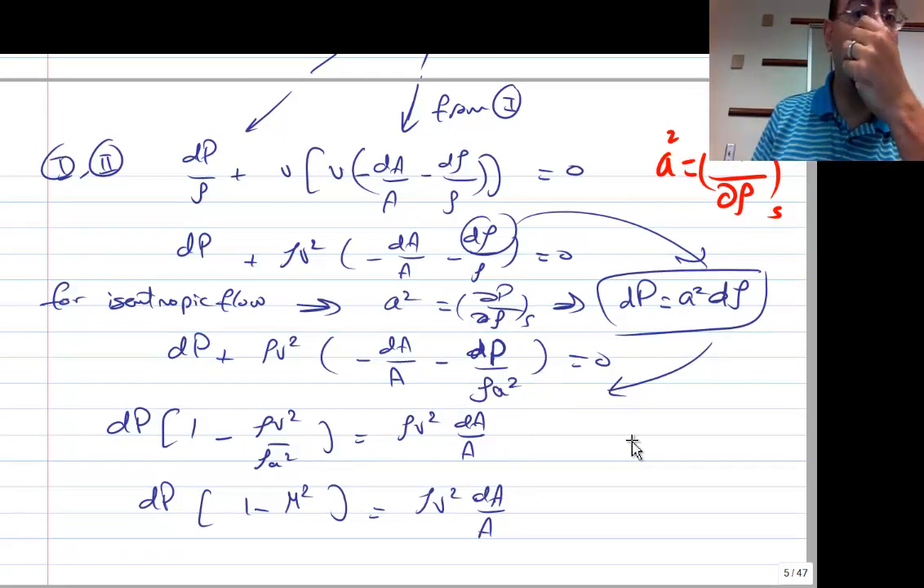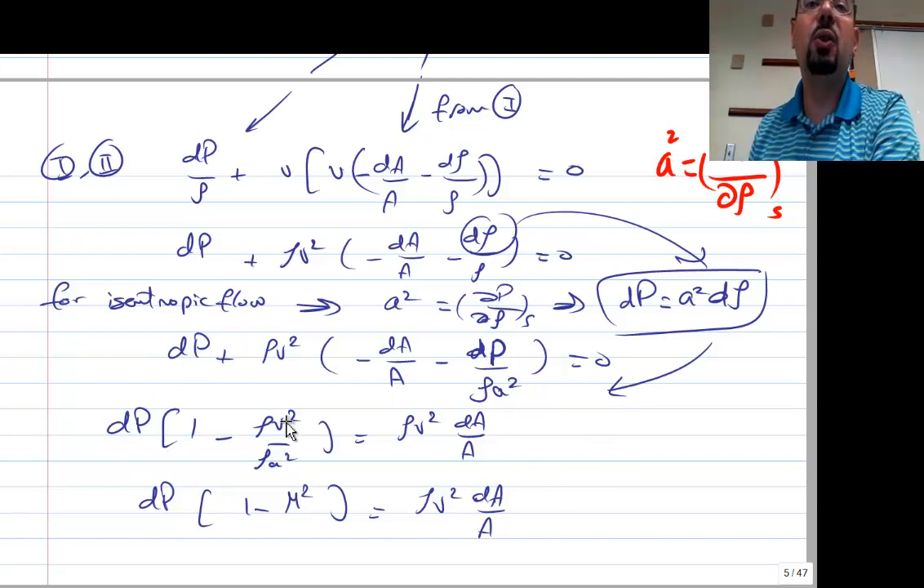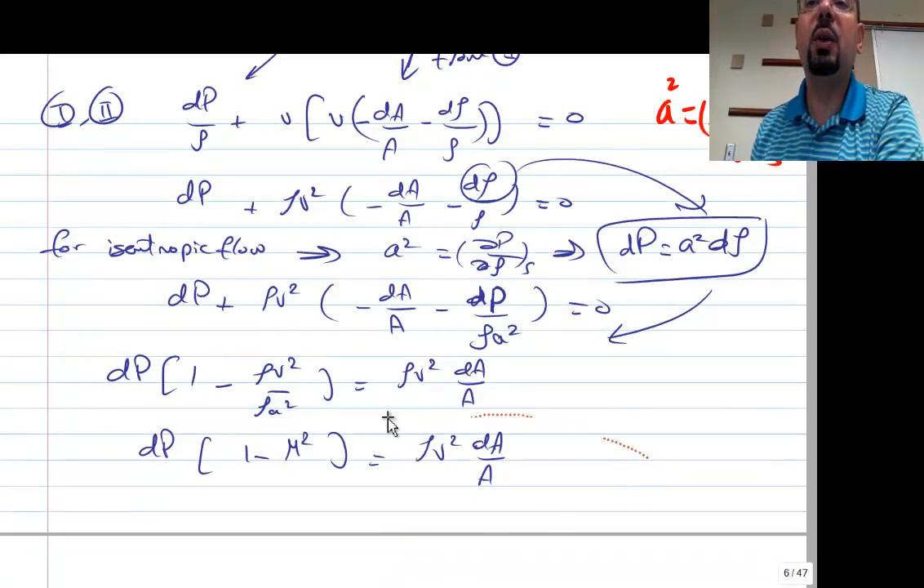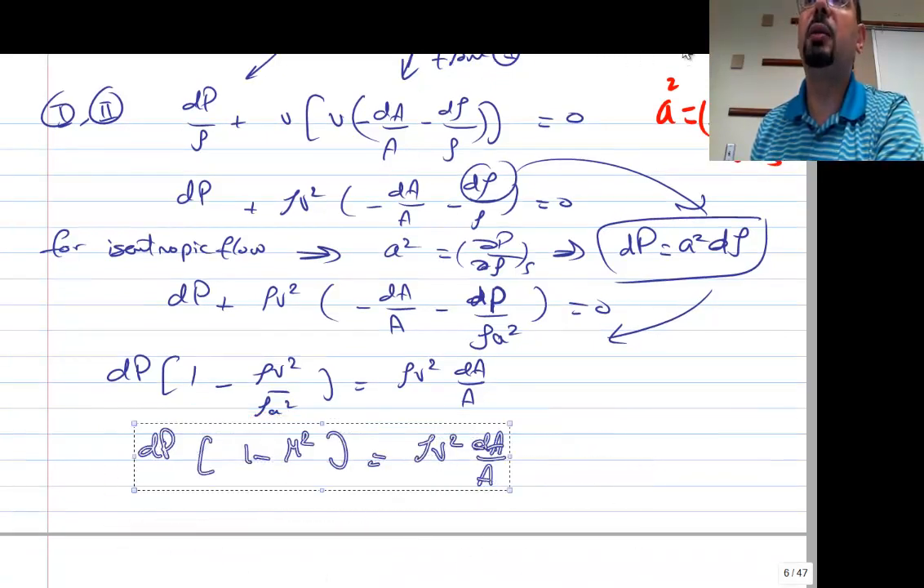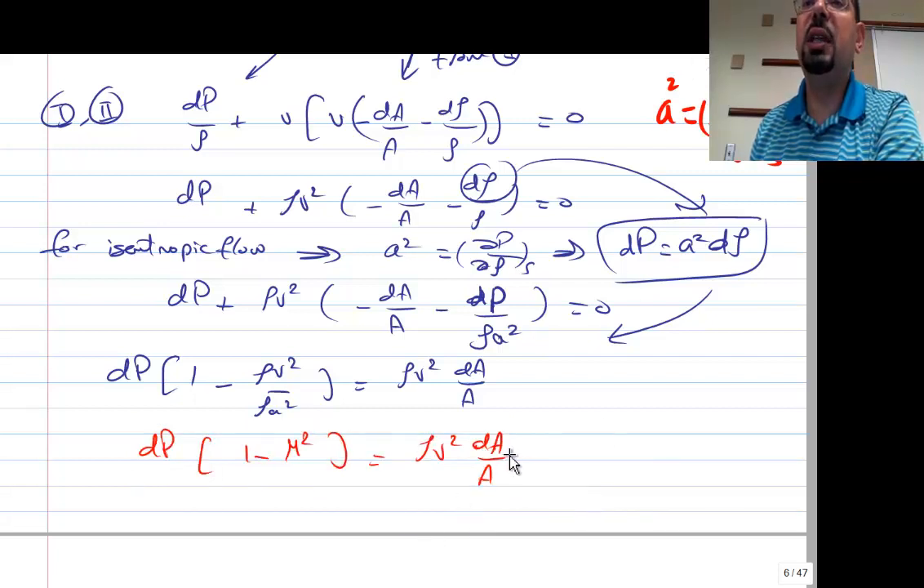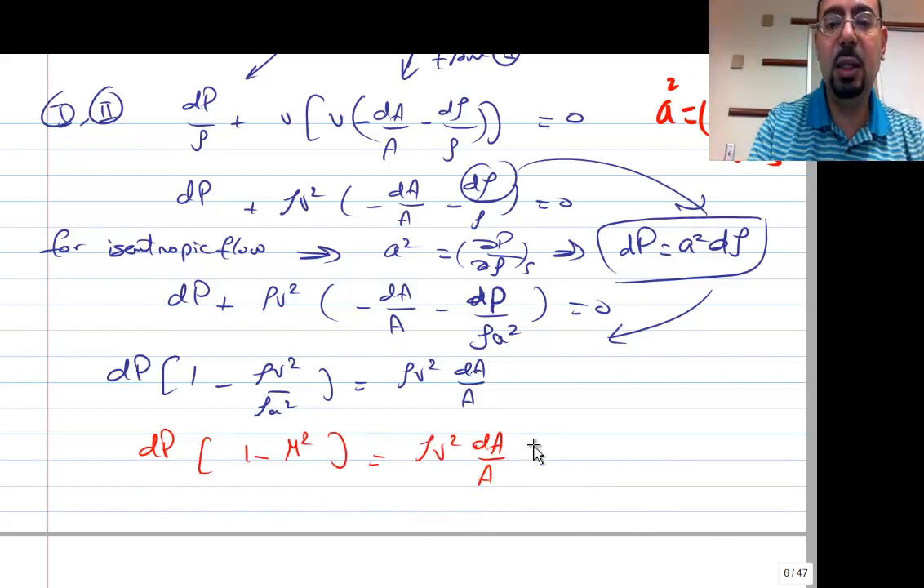Alright? Rearranging it, just putting dA on one side, and let's put all the dP on the other side, you'll end up with this. dP times 1 minus rho V squared over rho a squared equals rho V squared dA over A. Alright? Rho cancels with the rho, V squared over a squared, that is, what's V over a? M squared. And this is the equation we have been hoping to get. Input is dA, output is dP.